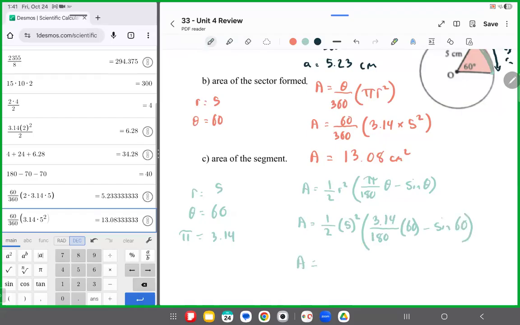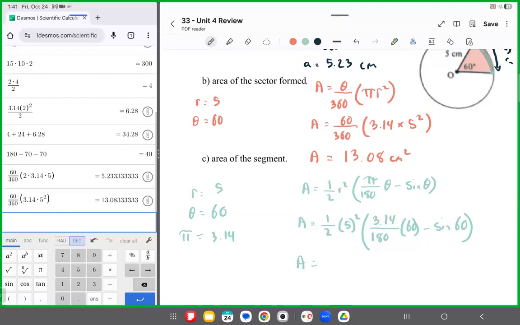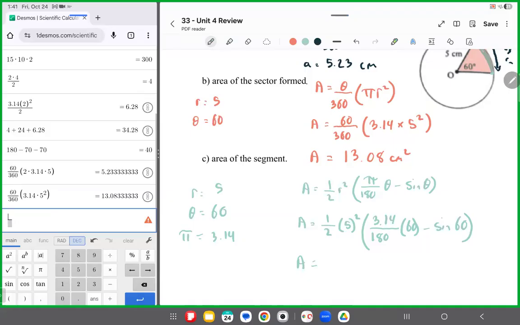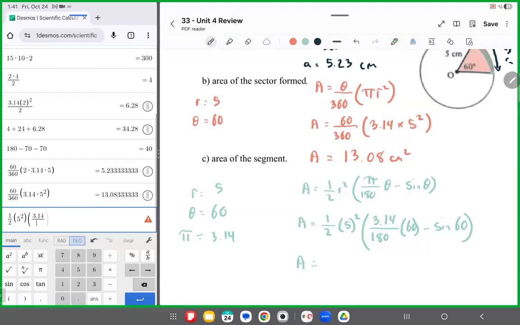And again, you only get 1 mark for simplifying down the calculation. You get more marks for coming up with the calculation to type down. And so I do encourage you to practice typing these in carefully because it is easy to make a mistake. So find a method that works best for you with respect to typing these in. I just prefer to use the Desmos calculator and just type this all in at once. So this will be 1 over 2 multiplied by 5 squared multiplied by fraction button 3.14 over 180, multiplied by 60 minus the sine of 60 degrees.